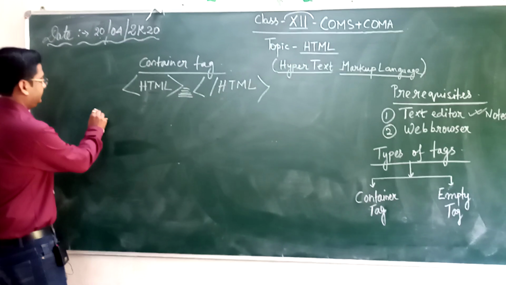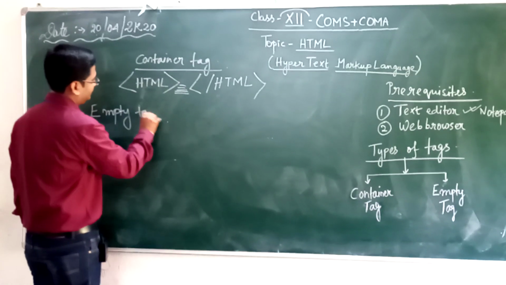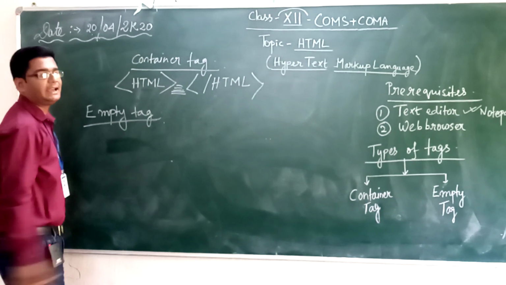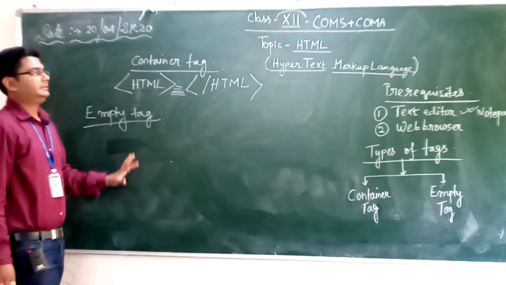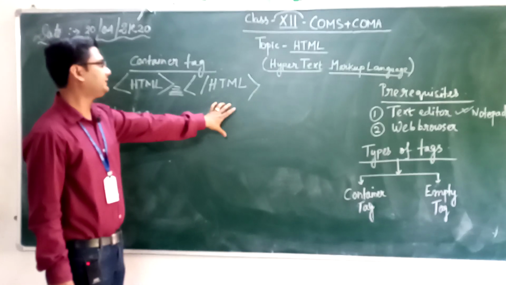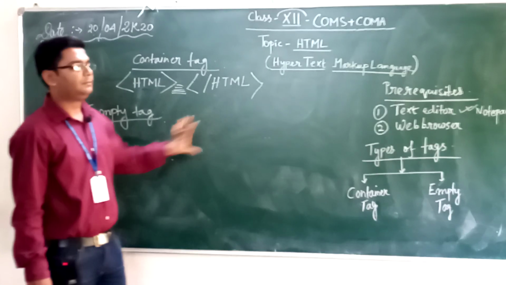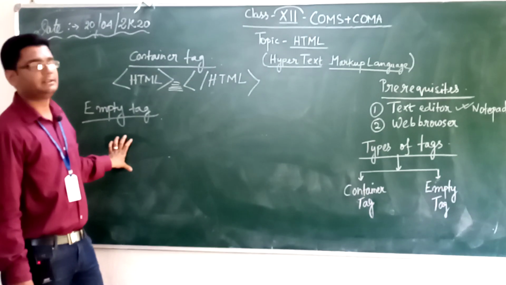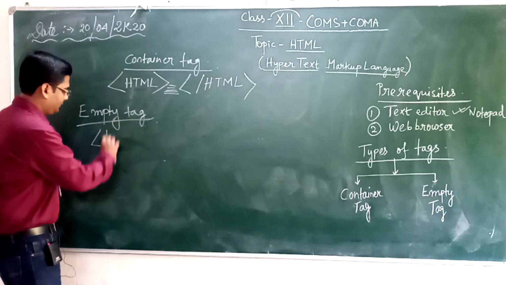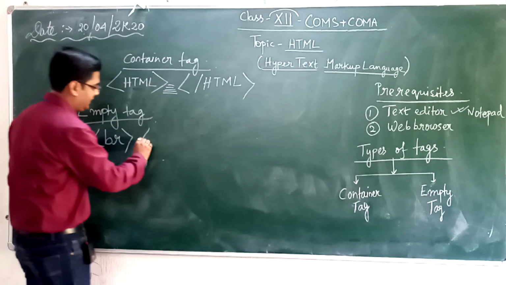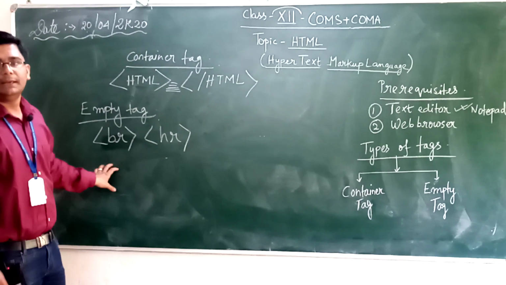And next, if you see the empty tags, they are the tags which do not contain anything. That means there is no closing tag. In a container tag there is both an opening and a closing tag, but in the case of an empty tag there is only an opening tag but no closing tag. BR and HR are examples of empty tags.